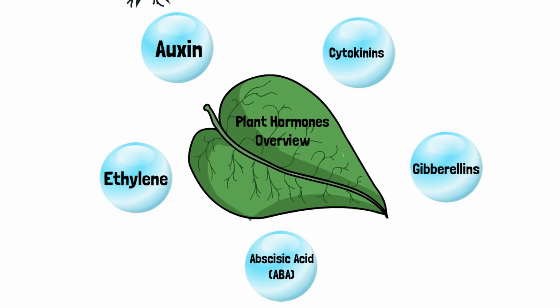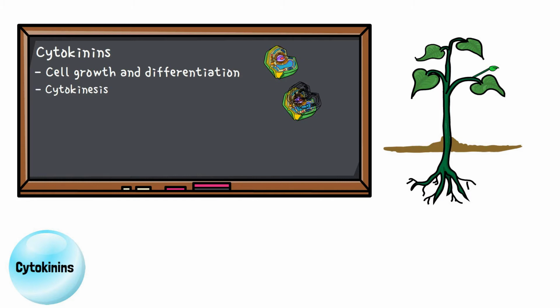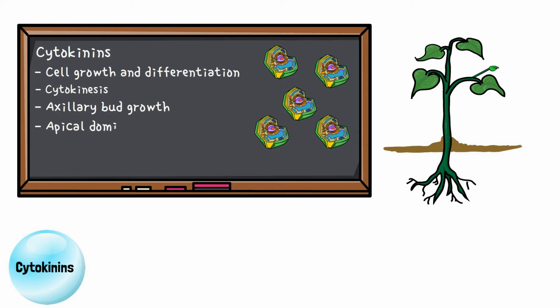Next is the cytokinins. Their primary purpose is in cell growth and differentiation. Cytokinins boost cell division, or cytokinesis, in the plant roots and shoots. Cytokinins often work with auxin to influence plant differentiation and organ development. It affects axillary bud growth and apical dominance.